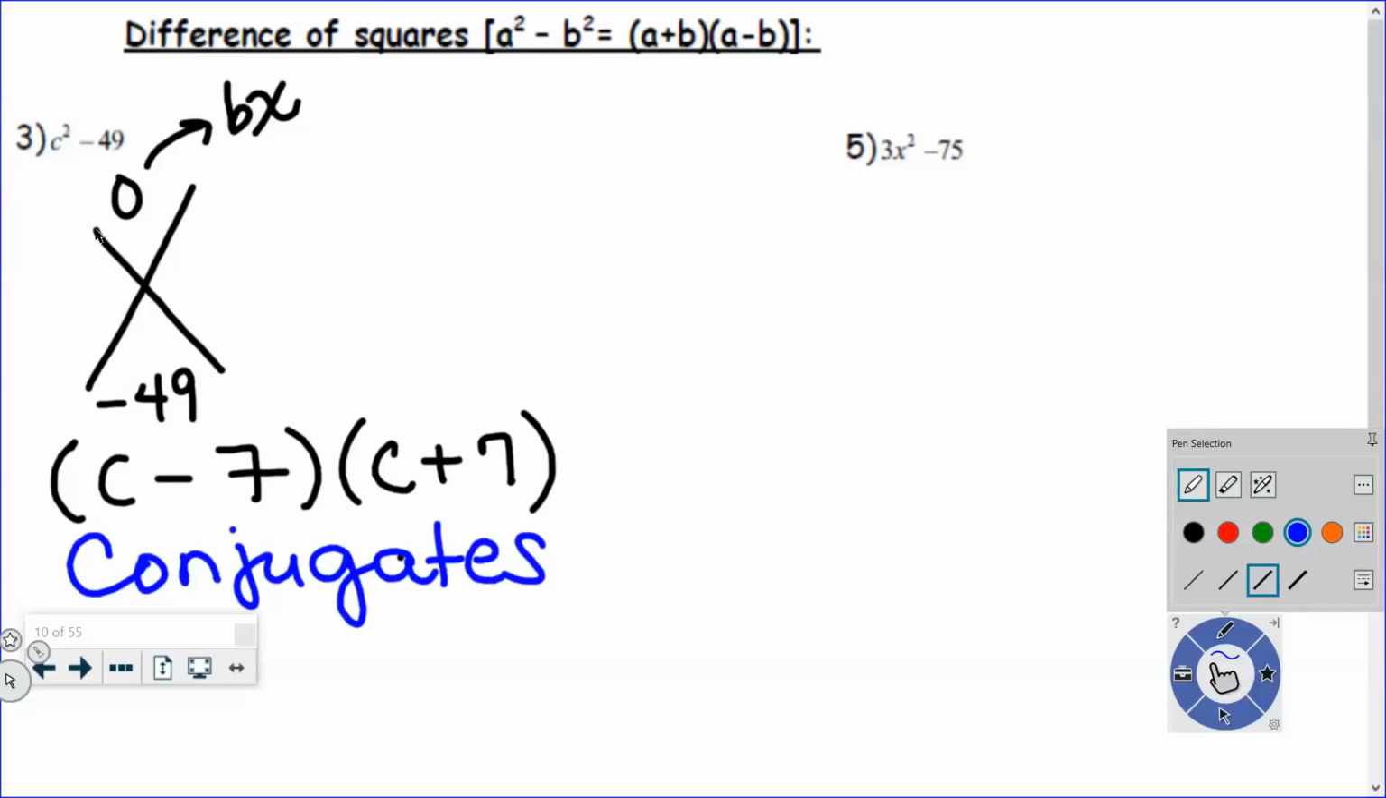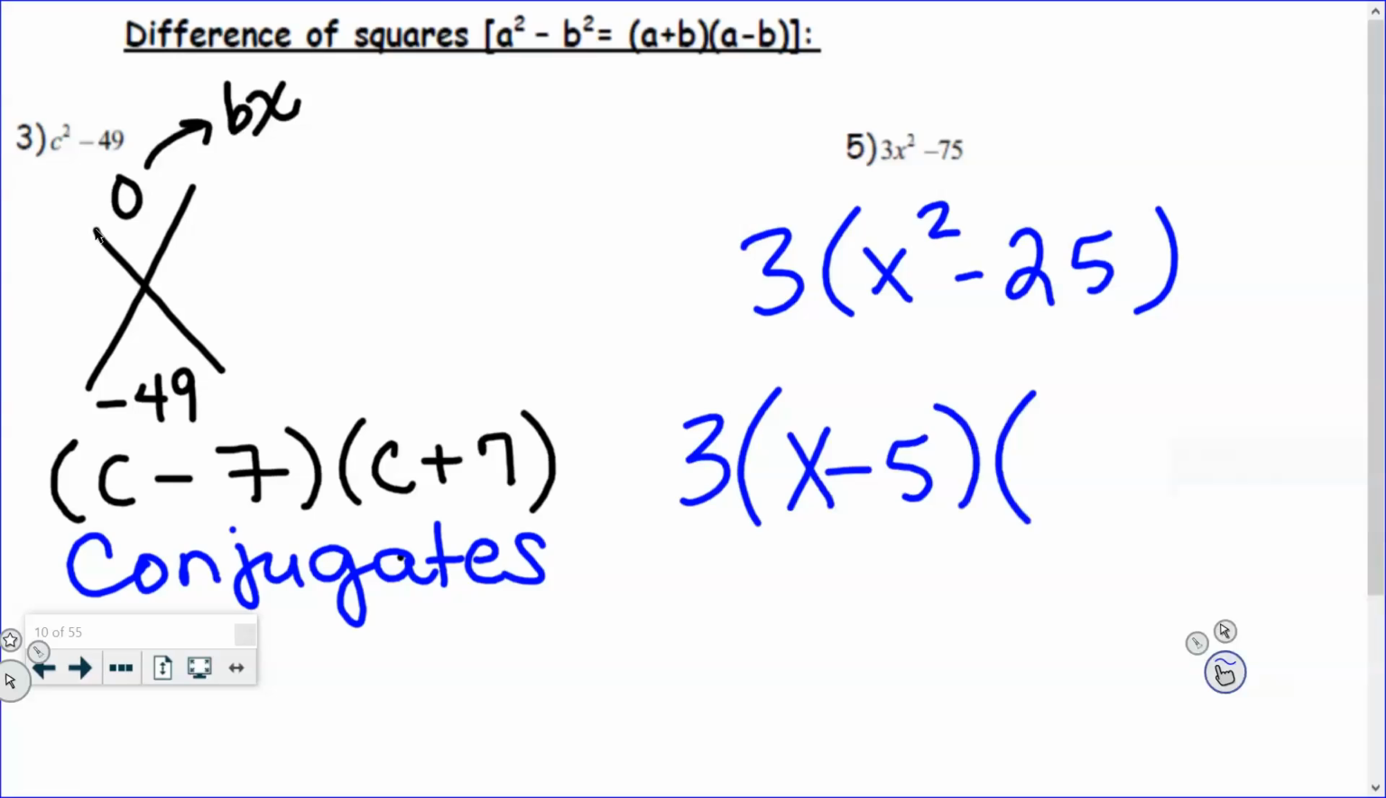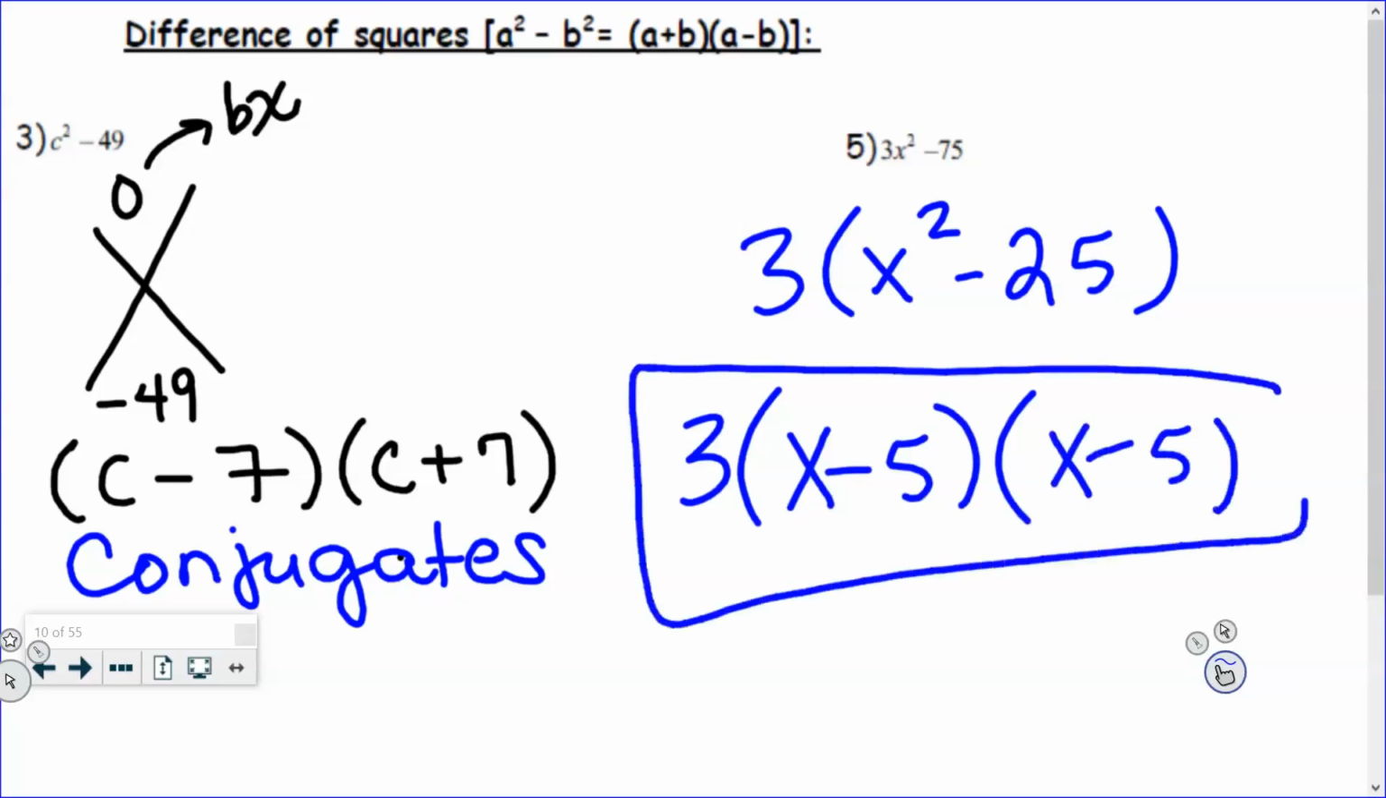Number 5, I'm confused because 3 is not a perfect square. Yeah, that's greatest common factor. So when you do factor out your greatest common factor, please do not forget to put that greatest common factor at the end of your complete factored form. Do you have any questions on 3 and 5? Any questions on 3 and 5?